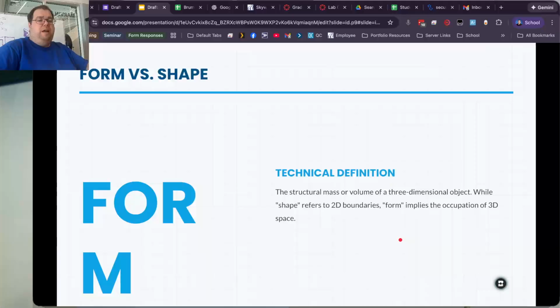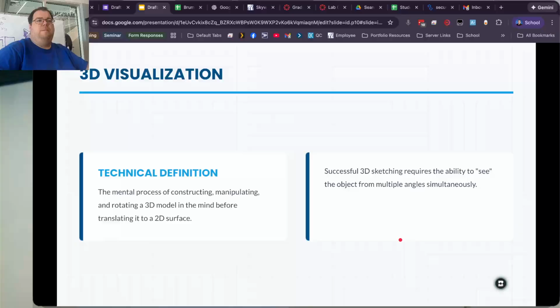So we have form and shape. We talked about form a little bit. The form is the structure or mass or volume of a three-dimensional object. While shape refers to the boundaries, form refers to or implies the occupation of three-dimensional space. And the last bit I mentioned that we were going to talk about is 3D visualization. 3D visualization is a mental process. There are some of you who will never be able to do this properly.